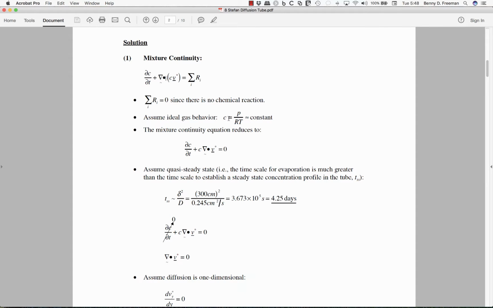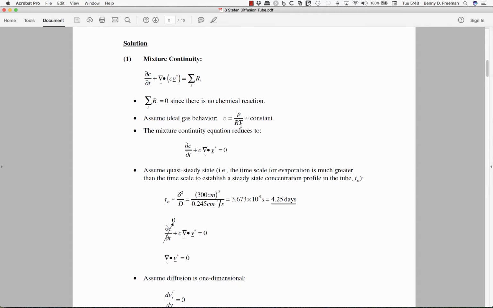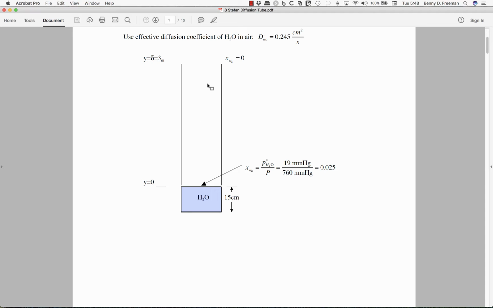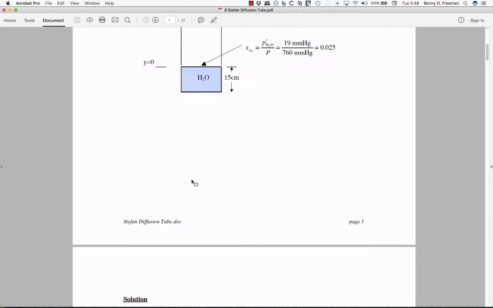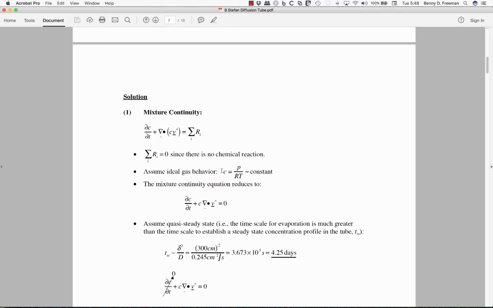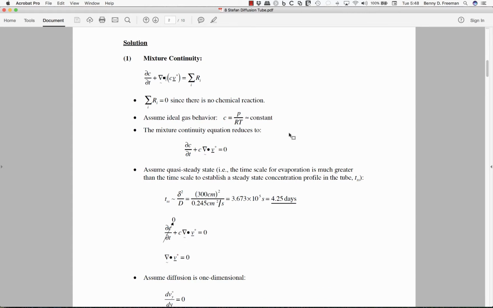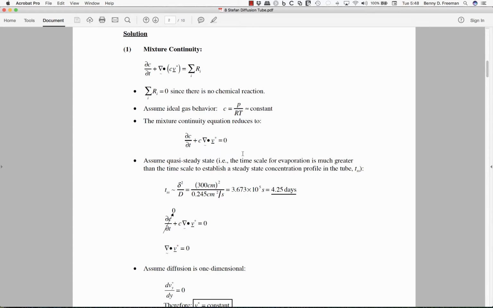There's no reason in this case not to assume ideal gas behavior. There will be a slight hydrostatic pressure gradient from one end of this tube to another, but it's really not enough to change that molar concentration of gas significantly. So we'll take the molar concentration of the gas to be constant, and the mixture continuity equation can then be written as shown here. We've moved the molar concentration outside the derivative and gotten rid of the reaction term since there's no chemical reaction.